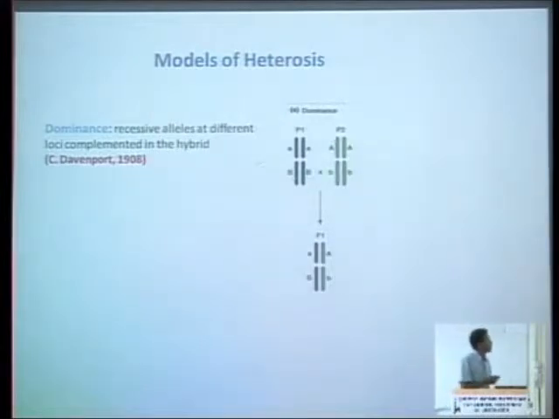you have recessive small a and small b inherited from two parents, P1 and P2, and you also have dominant favorable alleles, capital B and capital A, coming from P1 and P2. So in the hybrid, the two recessive deleterious alleles will be complemented by the two dominant alleles. This is the hypothesis supporting dominance, and it was developed in 1908 by Davenport.